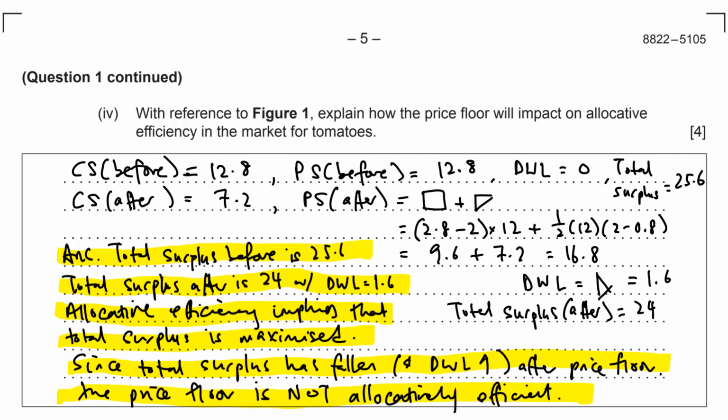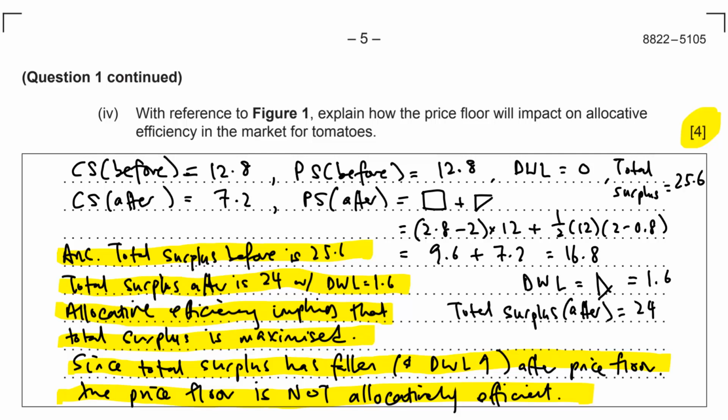As long as you can demonstrate that flow of logic, then that should be enough to get you your 4 points. So this thing is worth 4 points. You'd probably get a couple of points for calculating the consumer surplus, producer surplus, and the deadweight loss before and after the price control. And you'd probably get another couple of marks for explaining your rationale.